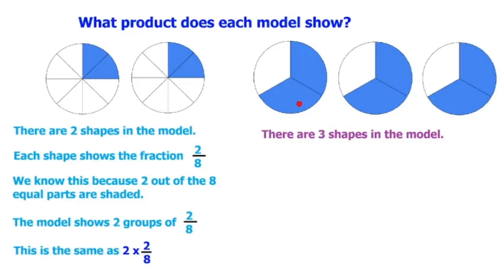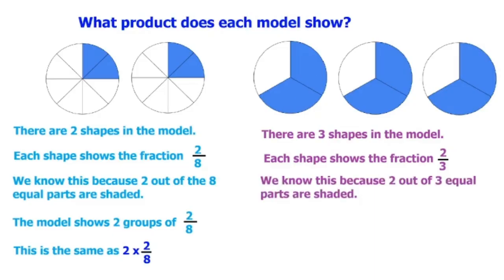We have three shapes in this model, okay? And each shape shows the fraction 2/3. We know this because 2 are shaded and there's 3 total equal parts, right? So let's see that. We know this because 2 out of the 3 equal parts are shaded.